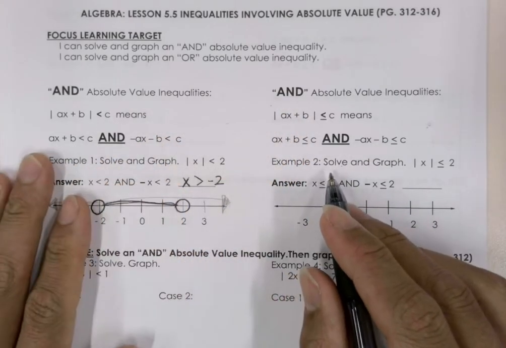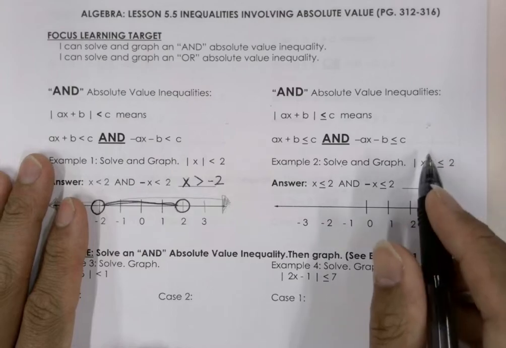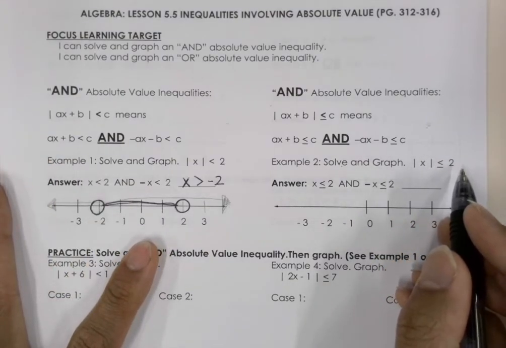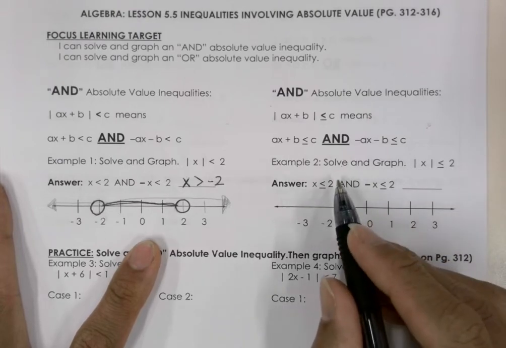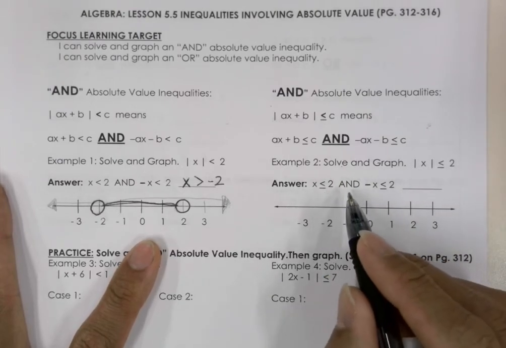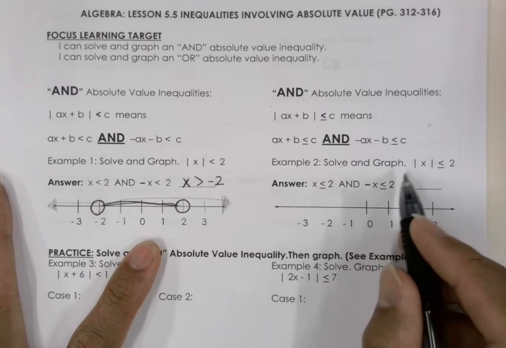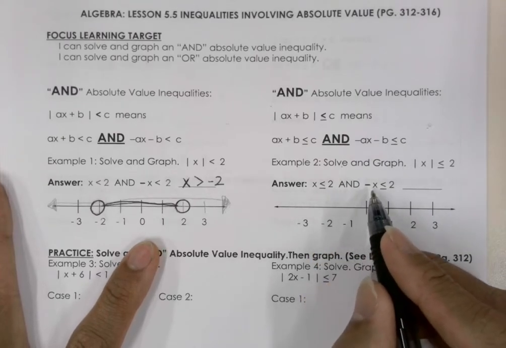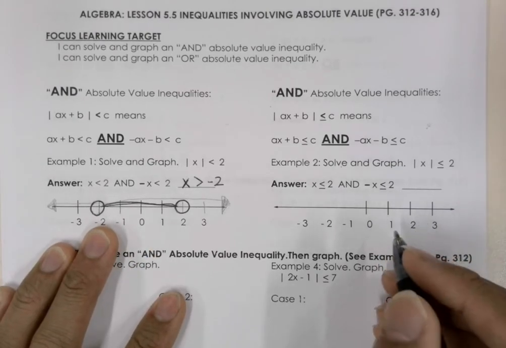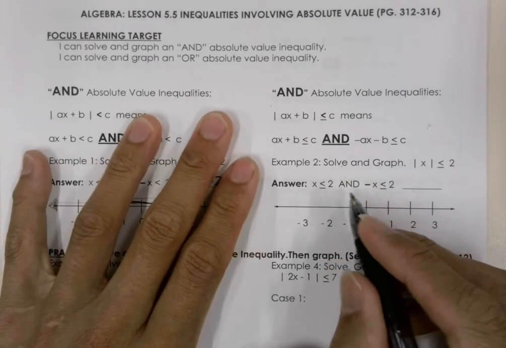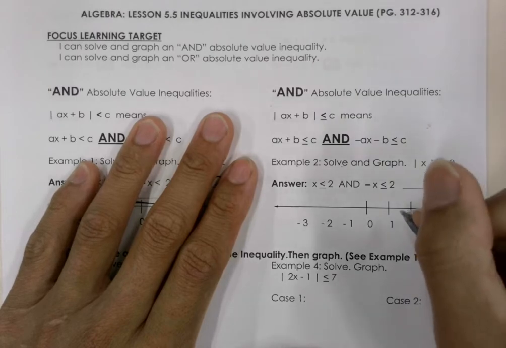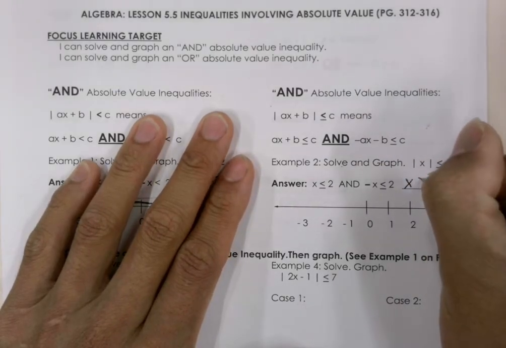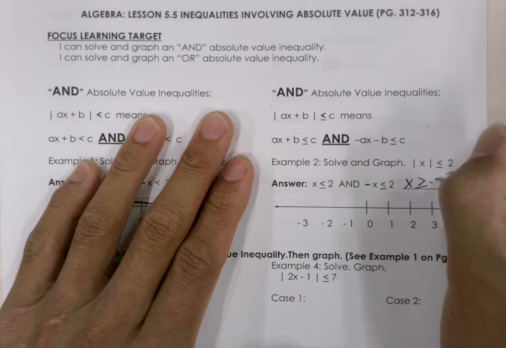So then we're asked to solve and graph this inequality. The absolute value of X is less than or equal to 2. So this transforms into two inequalities connected by an AND operator. So we have X is less than or equal to 2 and negative X is less than or equal to 2. In this inequality here, we want to divide both sides by negative 1, and we'll be left with X is greater than or equal to negative 2.